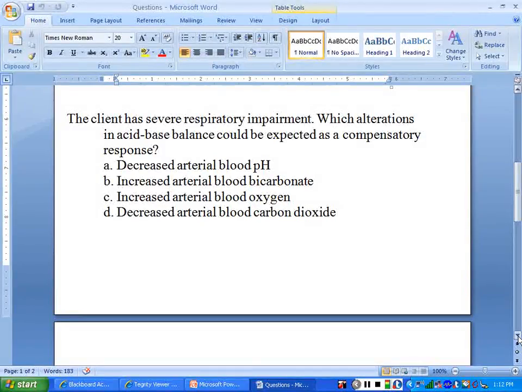We need more bicarbonate because we've already got a lot of acid if the person has a respiratory problem, right? They've got problems with the carbon dioxide. That's the respiratory impairment, but that would not be the compensation. That's what that question is. It says a compensatory response, so this is happening as a result of the person having that.